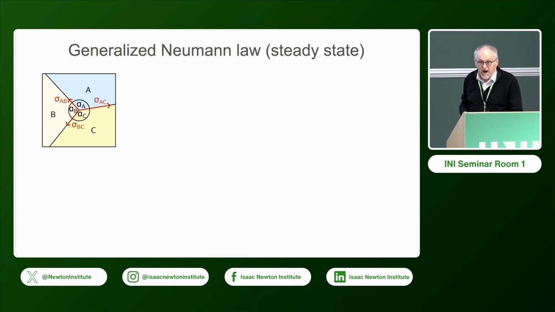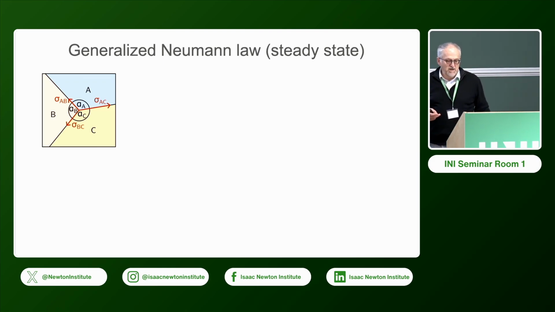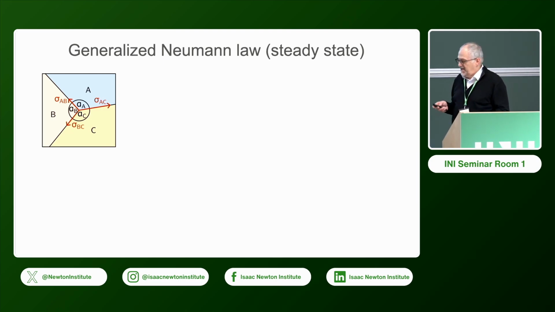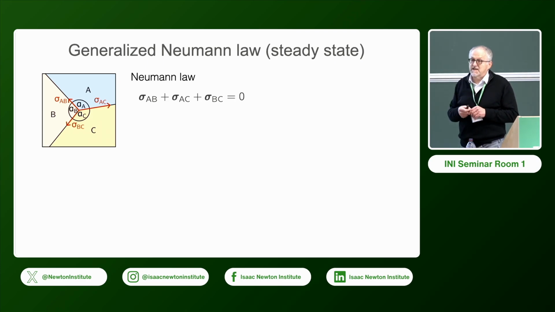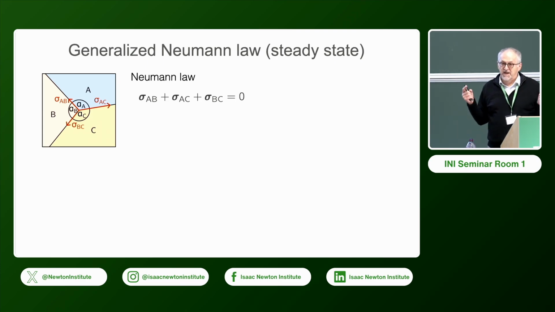So now, there are other laws that you know that are true in foams or in mixtures. And one of these general laws is the Neumann law that applies to steady state. It's simply saying that if you look at a vertex here, then the surface tensions that go out from that vertex need to balance.